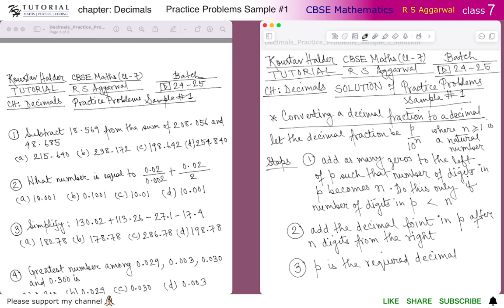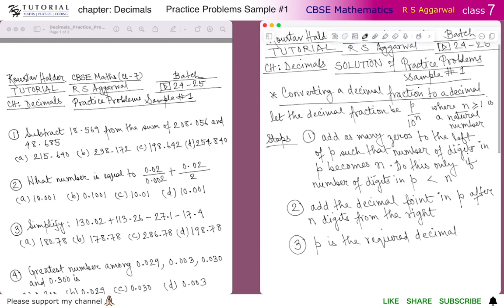And if the number of digits in p is already greater than n, then we need not do anything. We will leave p as it is. Now, the second step is to add a decimal point in p after n digits from the right. So, in p, you add a decimal point after n digits from the extreme right of p, and finally the required decimal will be p. So, p will now be the required decimal.